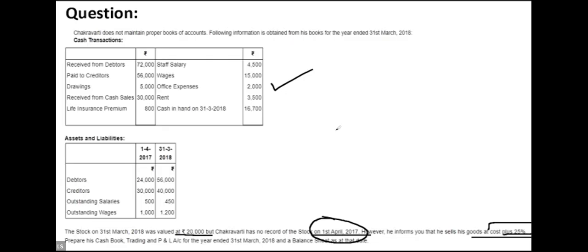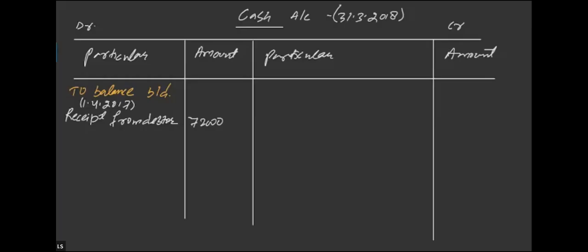Next we have paid to creditors, 56,000. So if we are making payment to creditors, this will be shown on the credit side: by payment to creditors, 56,000. Then the next item in the question is drawings of 5,000, drawings made by proprietor. By drawings, 5,000.